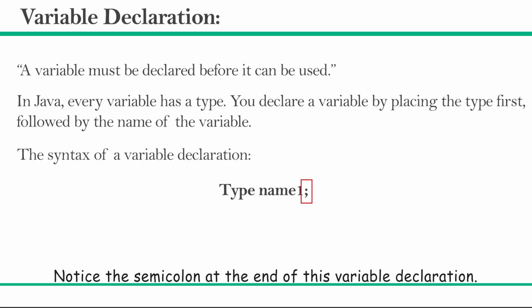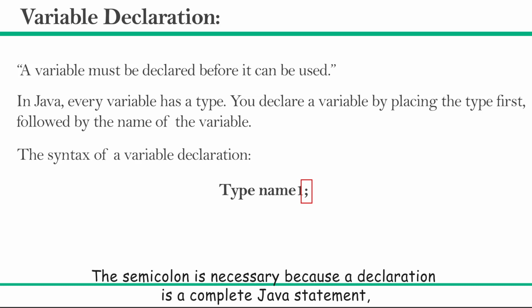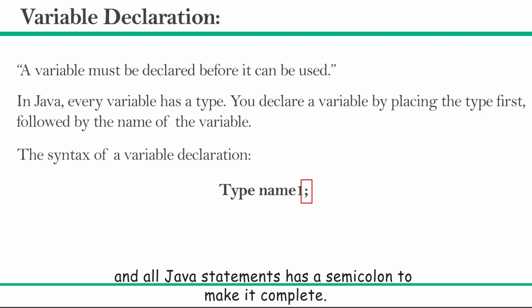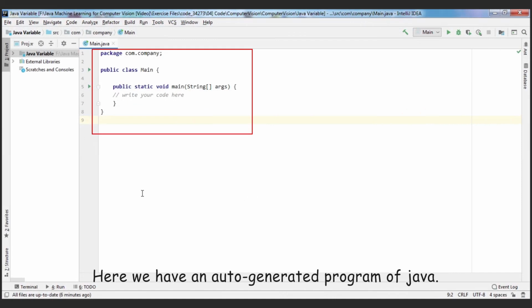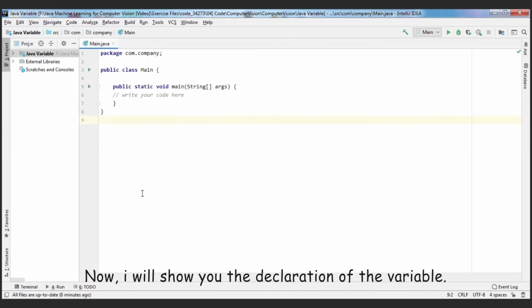Notice the semicolon at the end of this variable declaration. The semicolon is necessary because a declaration is a complete Java statement, and all Java statements have a semicolon to make them complete. Here we have an auto-generated program of Java. Now, I will show you the declaration of the variable.